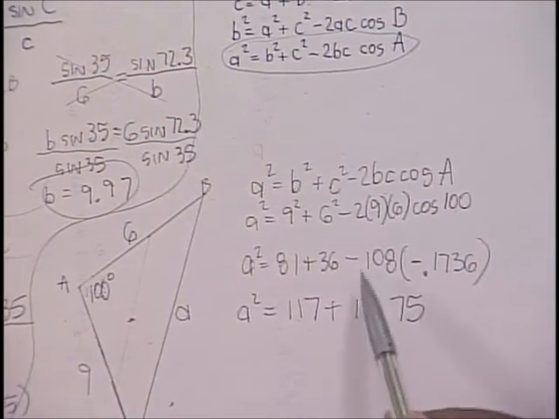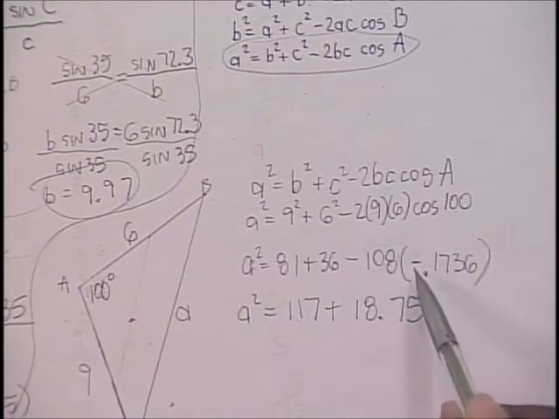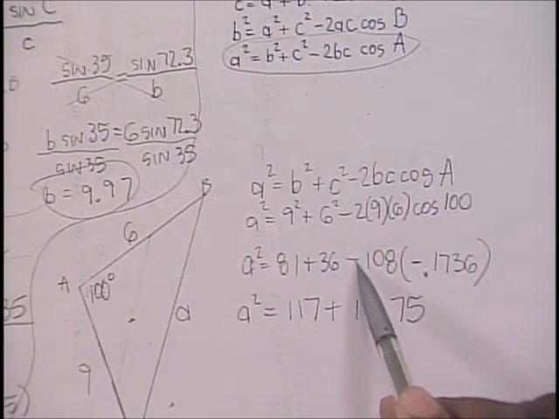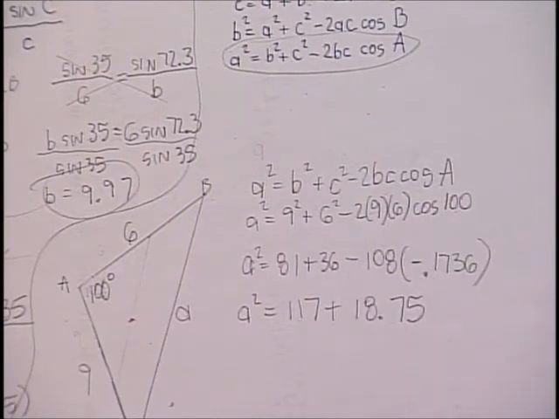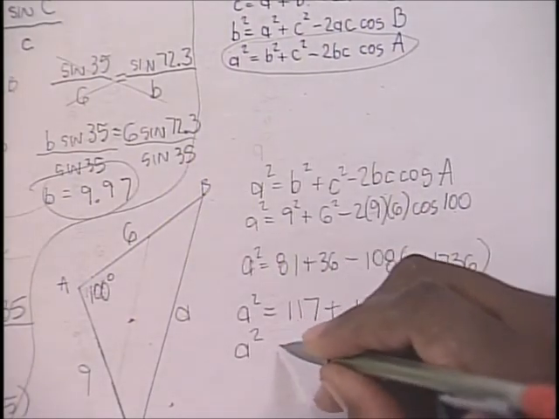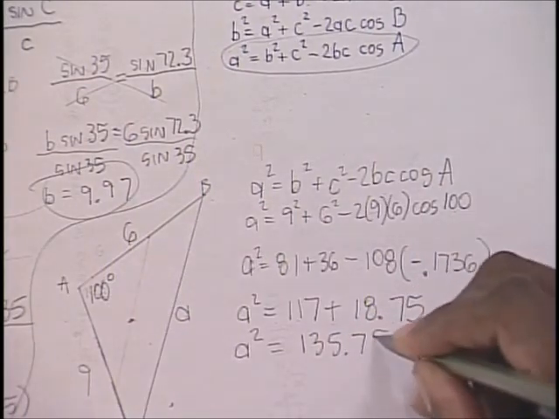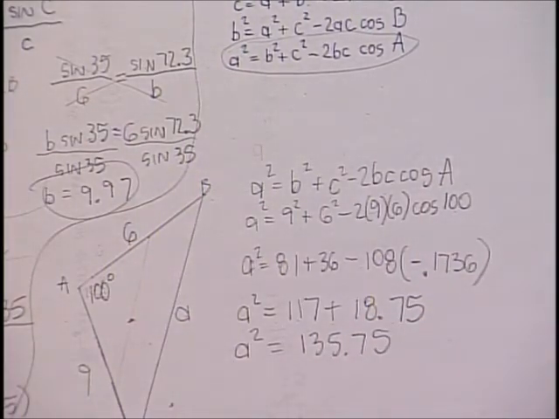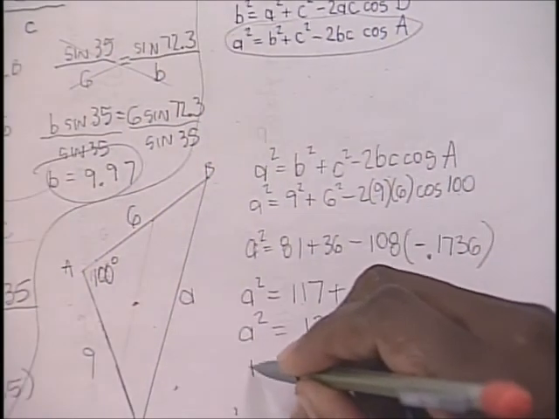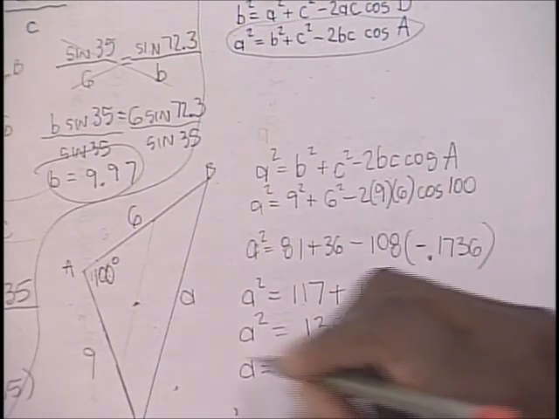That's a negative times a negative. That's a common mistake that a lot of students make. This is a negative, and this is a negative, so a negative times a negative ends up being a positive. You add that to 117, and you end up with a squared equal to 135.75. And now you're just going to take the square root, and you end up with a equal to 11.65. Final answer.